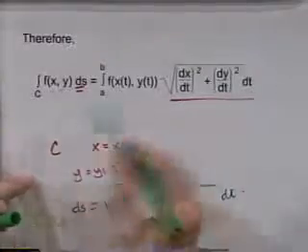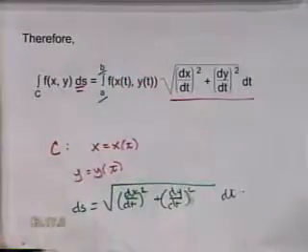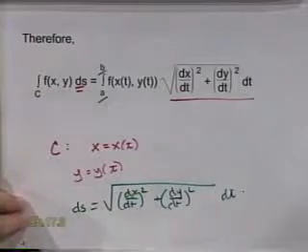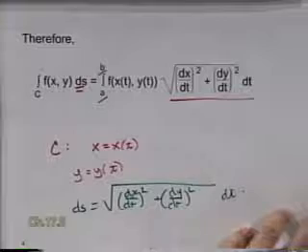And then we do our integration from t equals a to t equals b, where t is what t needs to range from to go along that curve. And that's all there is to it.